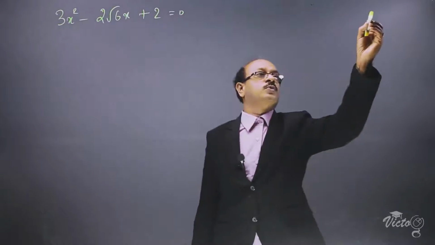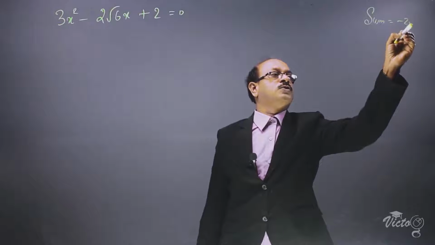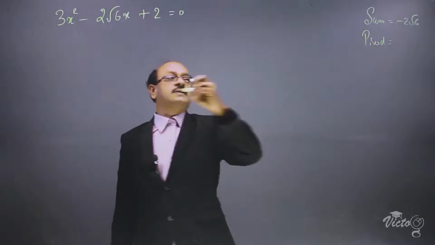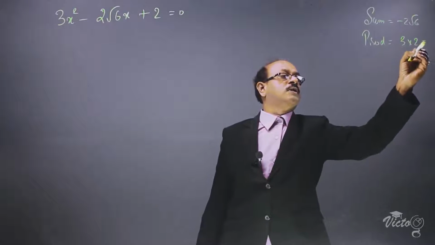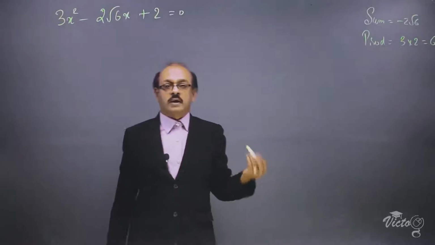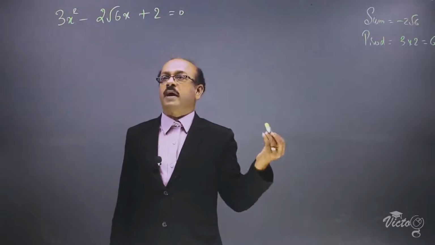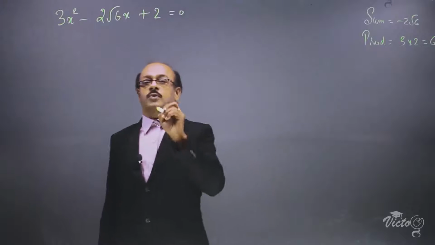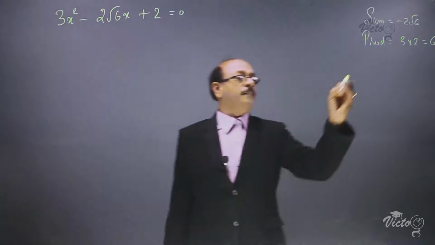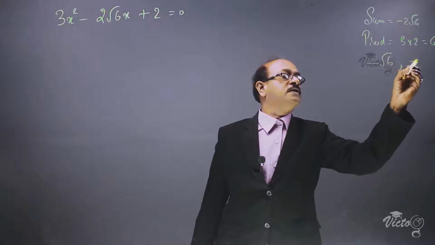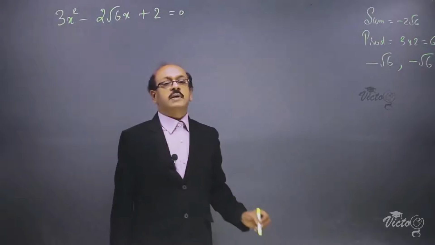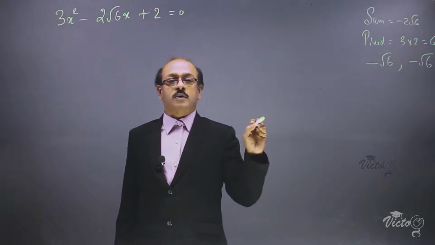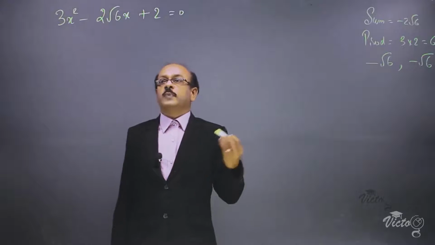The sum is −2√6, and the product of the numbers must be 3 into 2, which is 6. We have to find two numbers such that their sum is −2√6, the coefficient of x, and their product is 3 into 2, that is 6. Such two numbers are −√6 and −√6. Their sum is −2√6 and the product is minus into minus plus, √6 into √6, 6 itself.